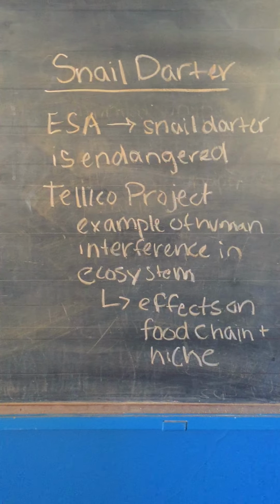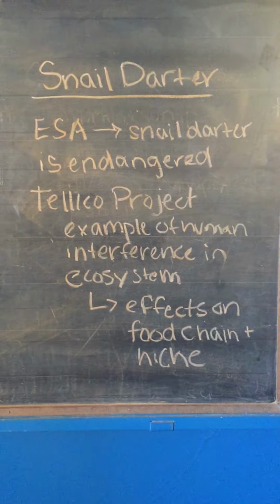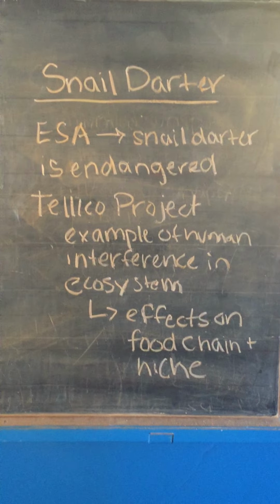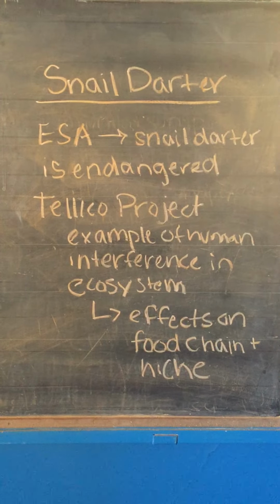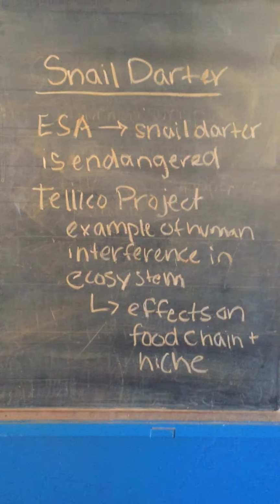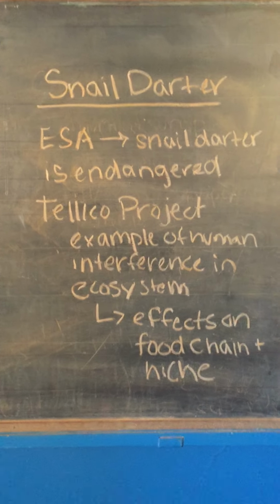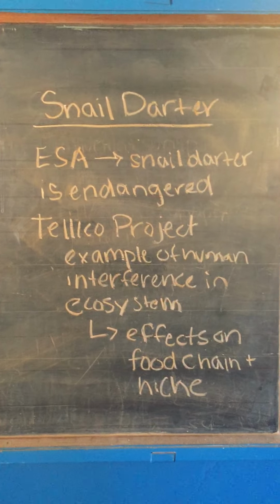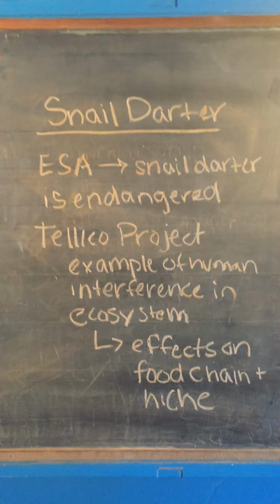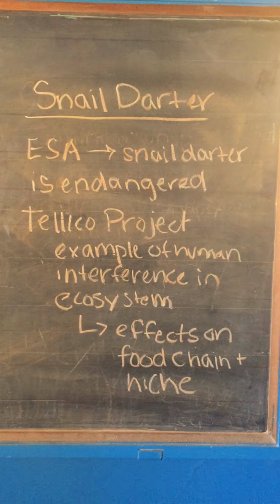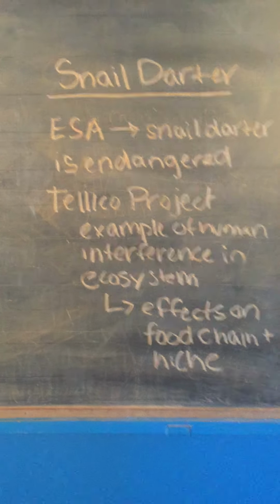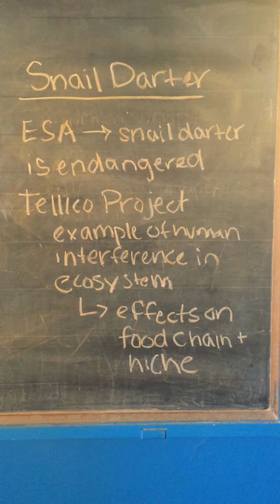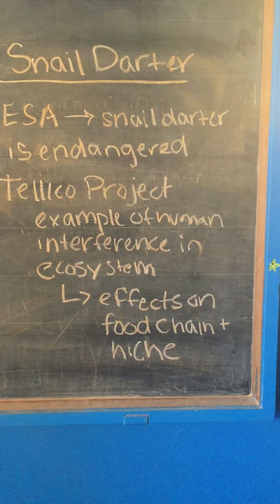The TVA wanted, obviously, to move forward with the project because of its economic benefits, but environmentalists were concerned that it would wipe out the entire population of the snail darter and could also have far-reaching consequences for the other animals in the freshwater ecosystem, because they're all connected and there's a delicate balance which keeps the ecosystem running properly.